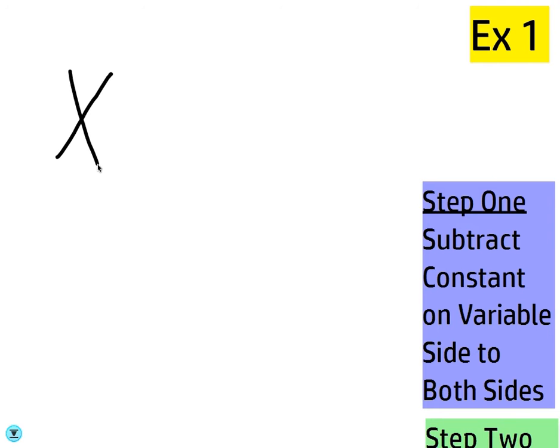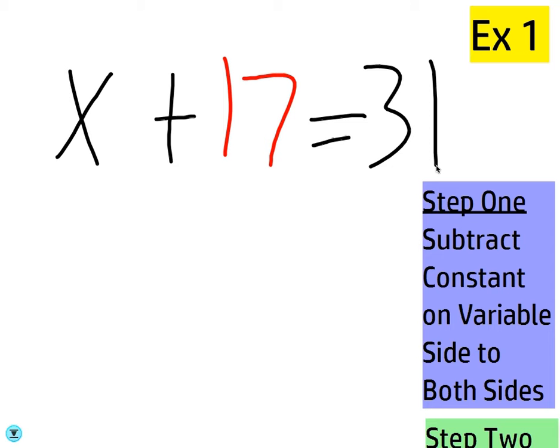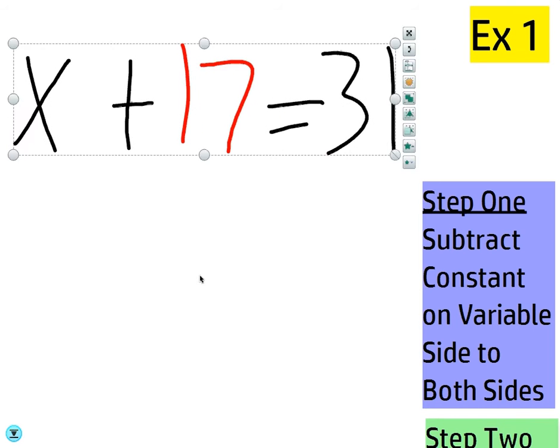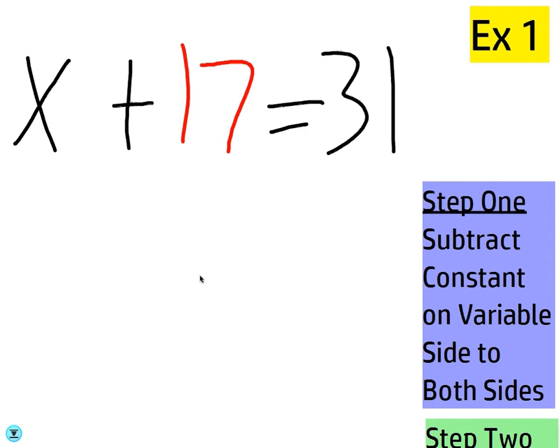Let's do x plus 17 equals 31. Okay, so actually there are a couple of properties we're using for this particular example. So step one, make sure you write it down at least once. It says subtract the constant on the variable side to both sides. So there are two constants in this equation, but there's only one constant on the variable side, meaning on the same side of the equation as the variable, and that's the 17. So the two properties that we're using, we are going to subtract 17 from both sides.